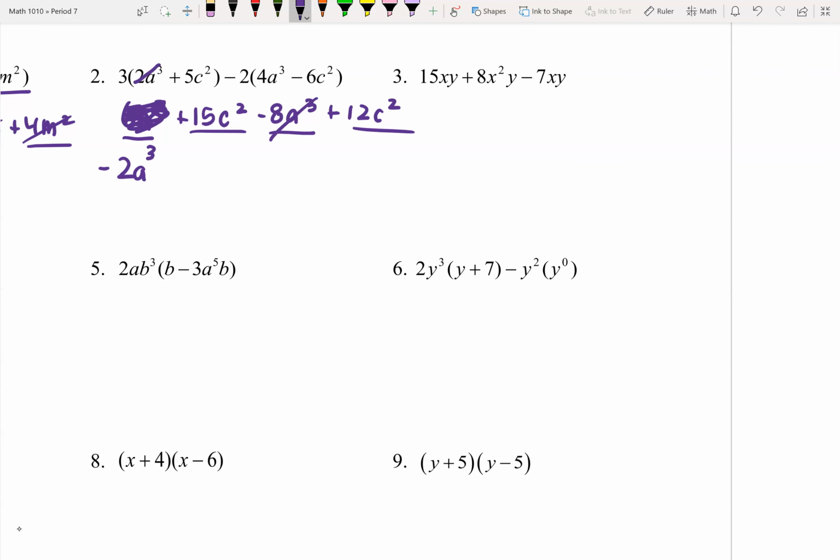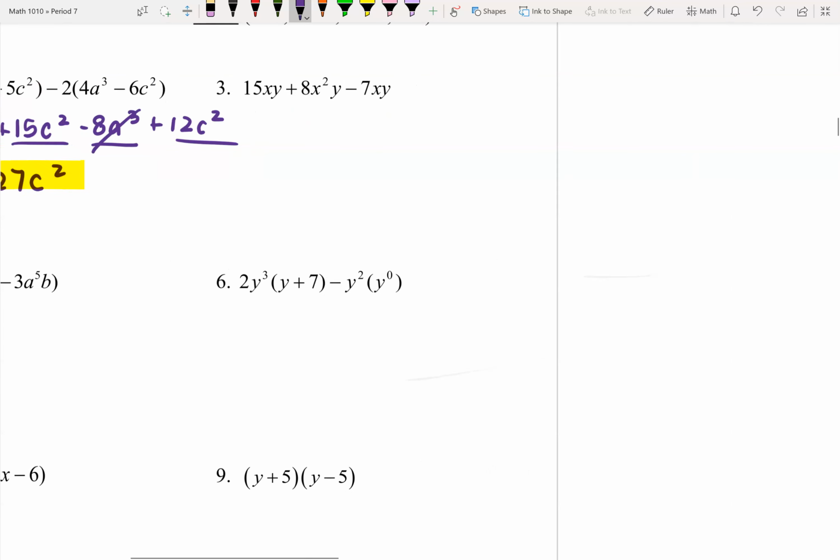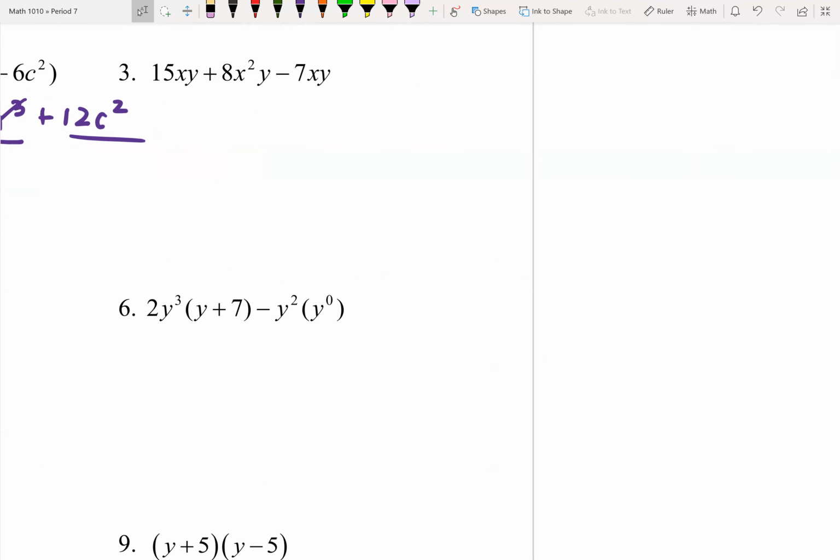And then this is a c squared and this is a c squared. So when I add them, I'm going to have a c squared. And then 15 plus 12 is 27. And that's my answer. And I'm done. Okay? Okay, so question 3, I don't even have any parentheses.